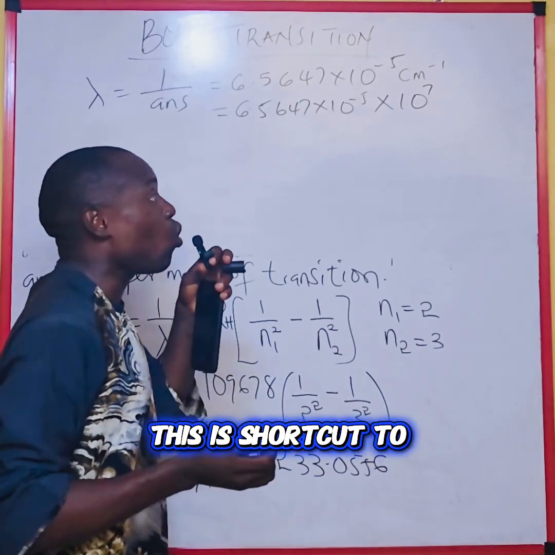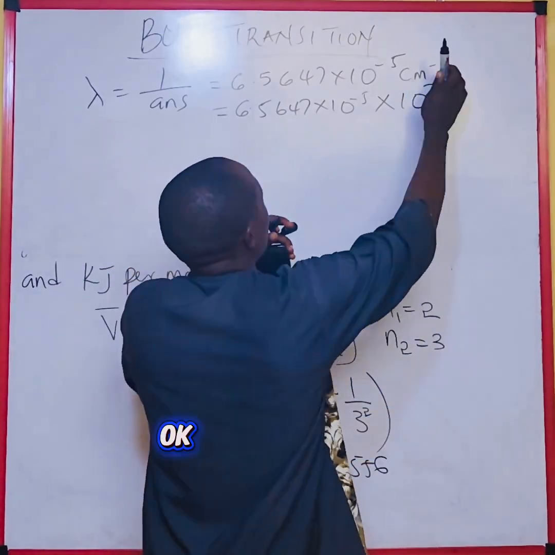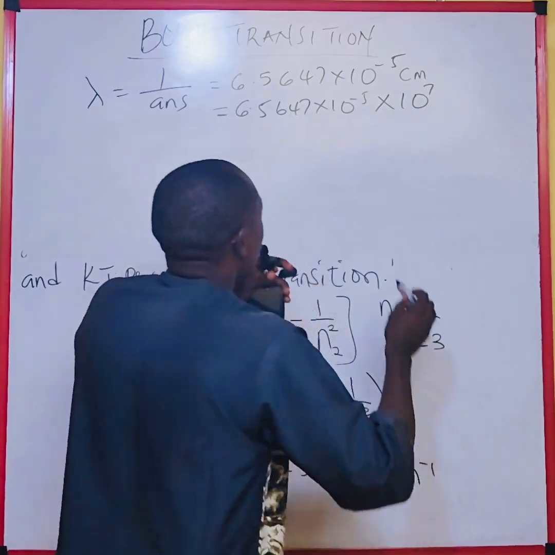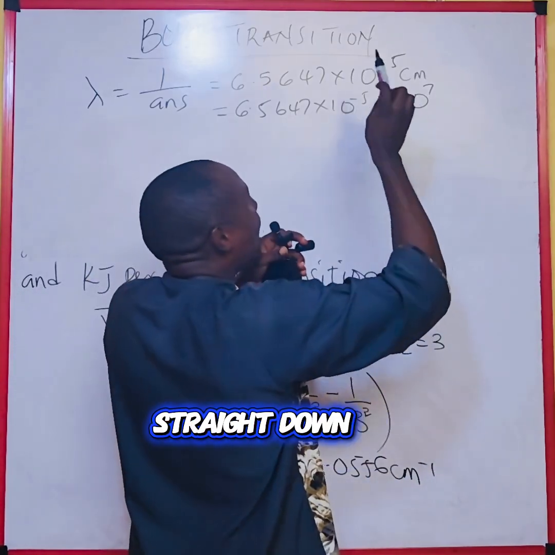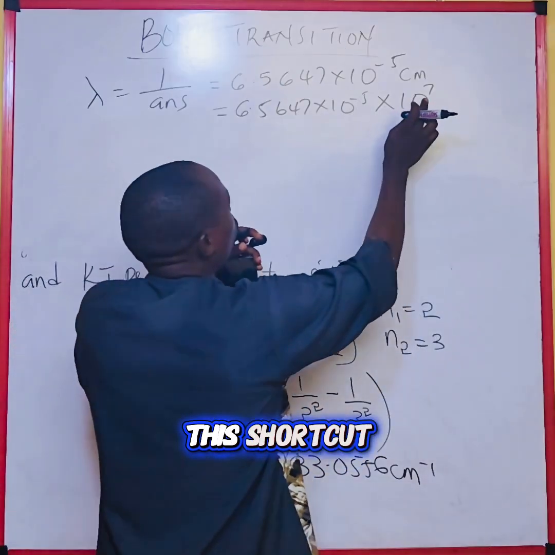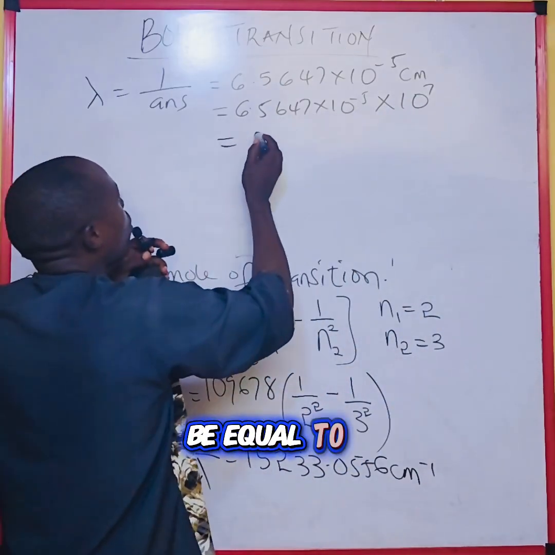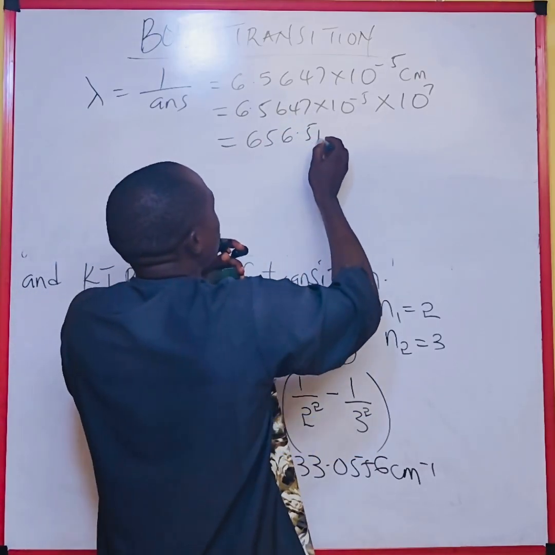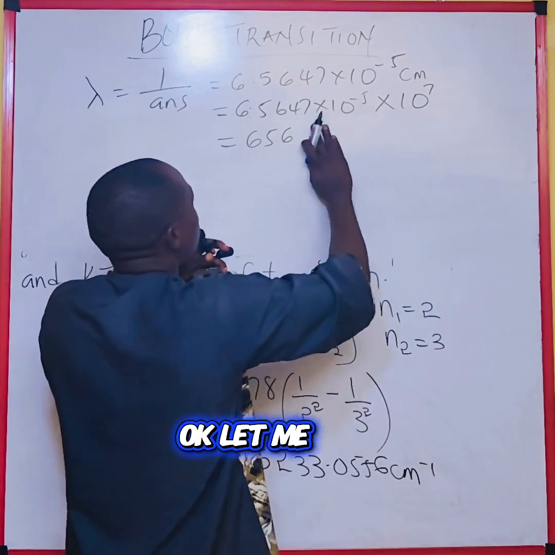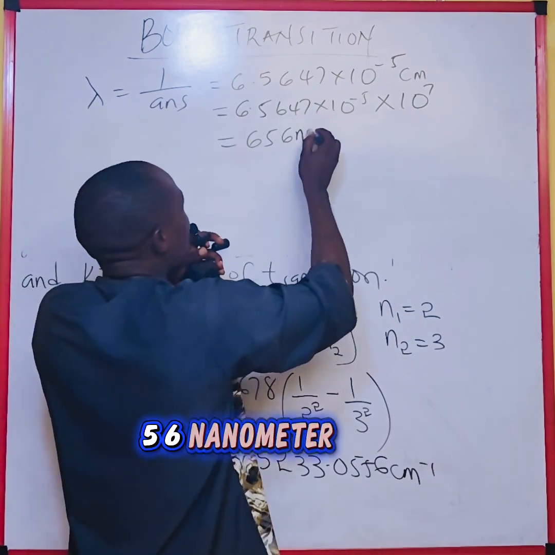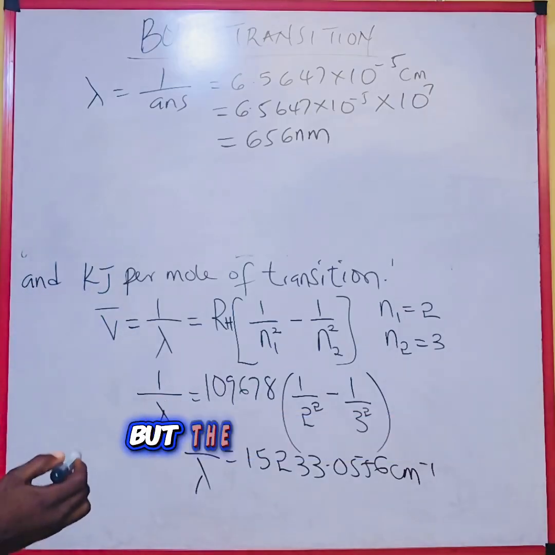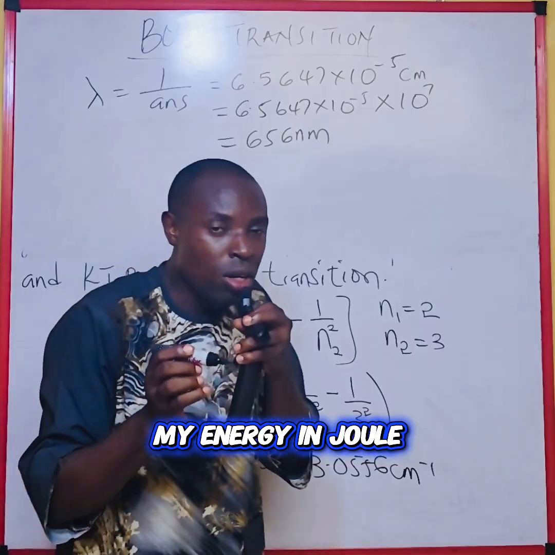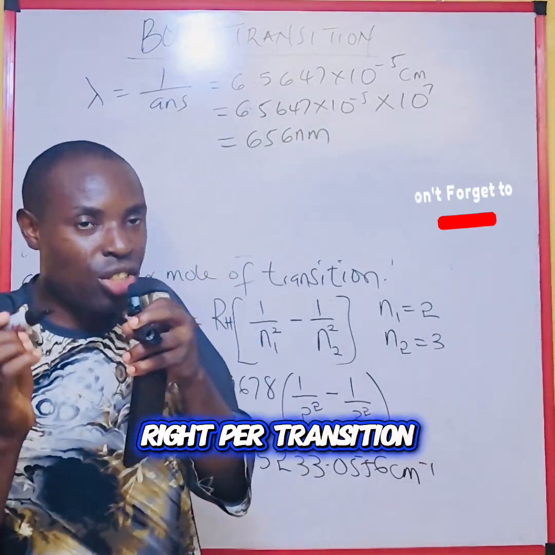This is the shortcut to convert from centimeter. Here will give me the answer in centimeter; to convert straight down to nanometers, I just use the shortcut 10 raised to the power 7, which should now be equal to 656.5 nanometer. But the question also says I should calculate my energy in joule per transition.